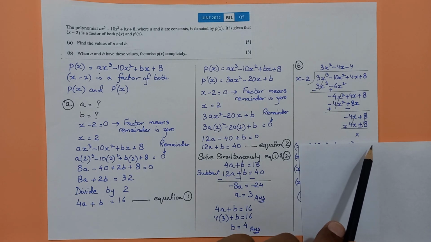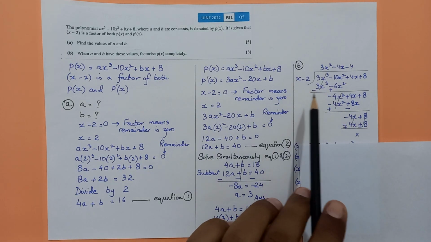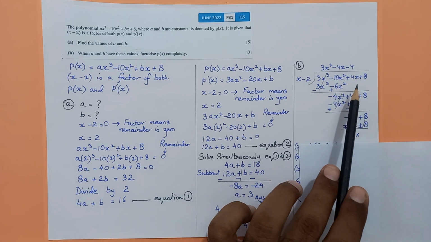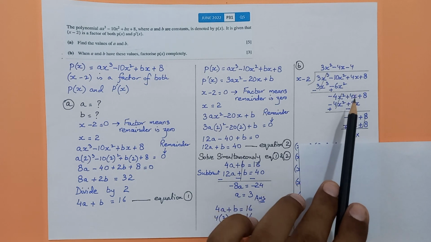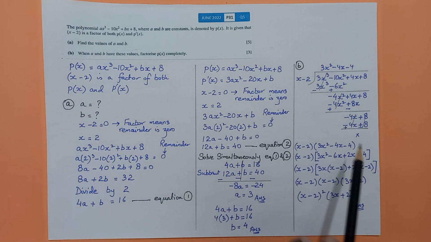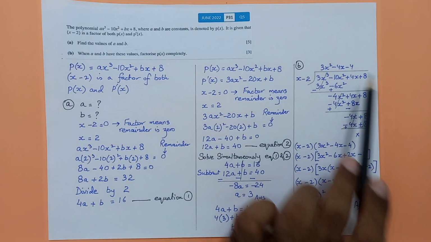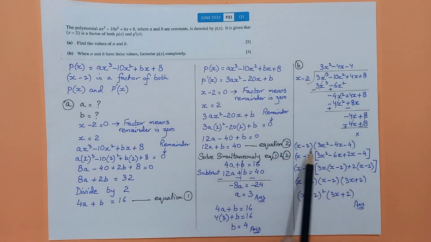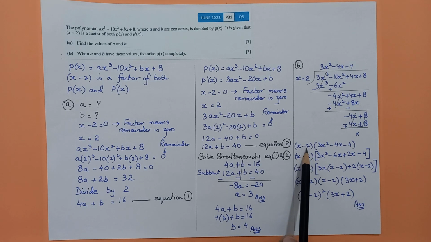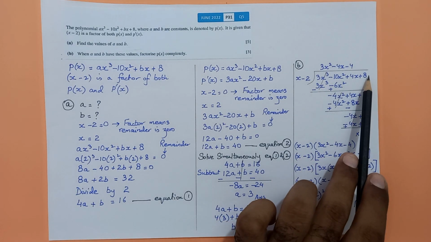Why it should be 0? Because according to the statement, this x minus 2 is a factor of the polynomial, and when x minus 2 is a factor of the polynomial, that means the remainder will be 0. So after getting the remainder as 0, we have got a quadratic factor also. That means x minus 2 is a factor, and that is also a quadratic factor. That means if you multiply this linear factor with this quadratic factor, you get the same cubic polynomial which was in the question.